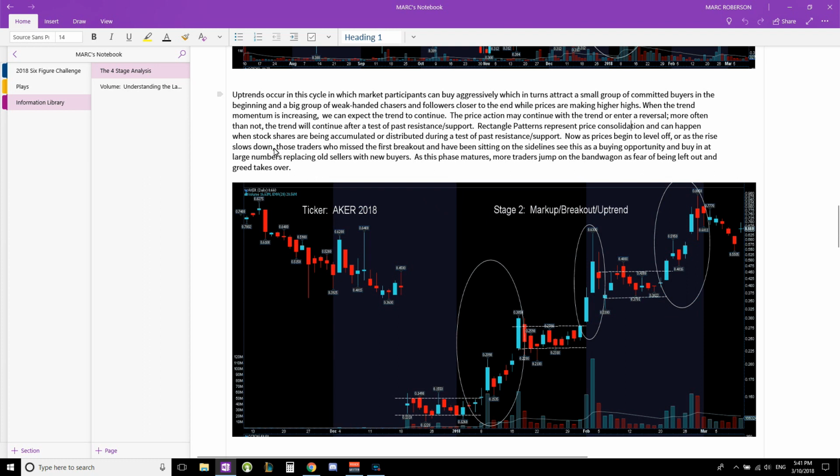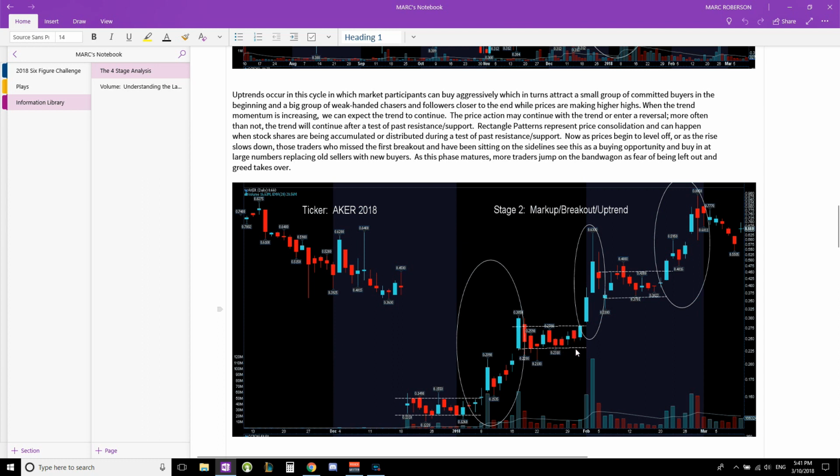Like it says right here, those traders who missed the first breakout and have been sitting on the sidelines see this as a buying opportunity and buy in at large numbers, replacing old sellers. These guys, or girls, excuse me, who got in at the low, replacing old sellers with new buyers. This is why you get a consolidation pattern, because the old traders are getting out of the way, and all the new traders who missed out are piling in.